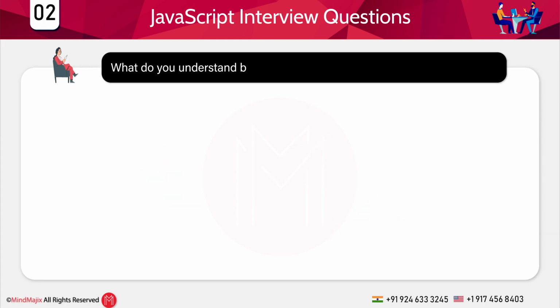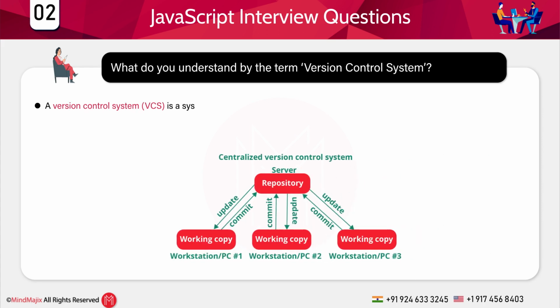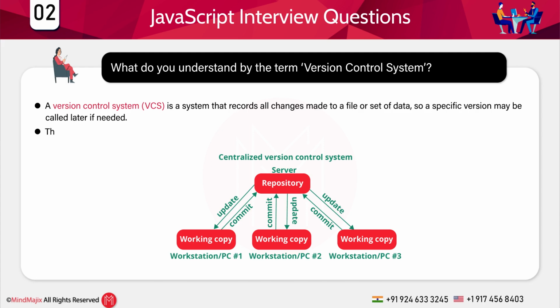What do you understand by the term version control system? That is VCS. It's a system that records all the changes made to a file or set of data, so a specific version can be called later if needed. This helps ensure that all the team members are working on the latest version of the file.